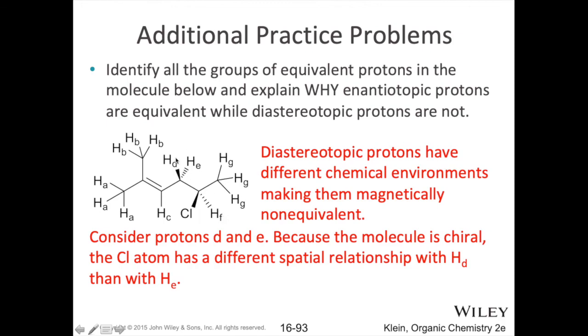Now, hydrogens D and E are not equivalent to each other, right? So they're going to be diastereotopic, not enantiotopic. And the reason for that is that we have this chiral center right next to it here. And so these two hydrogens are not in the same environment. One of them will be closer to that chlorine, one of them will be further away from it.